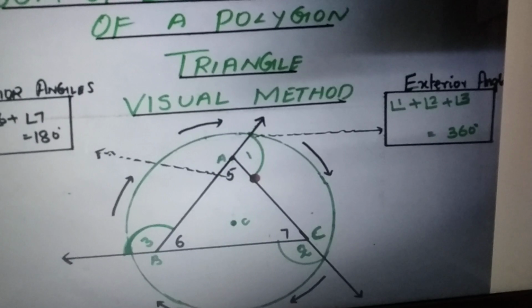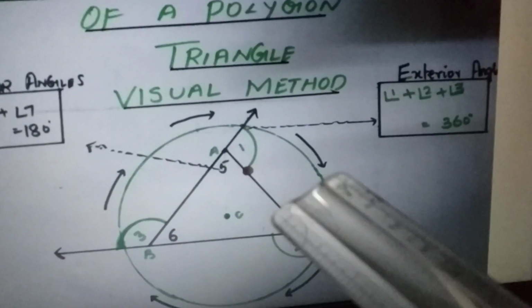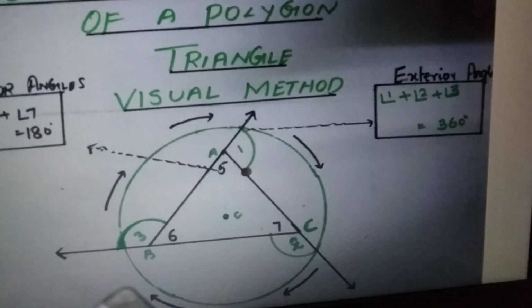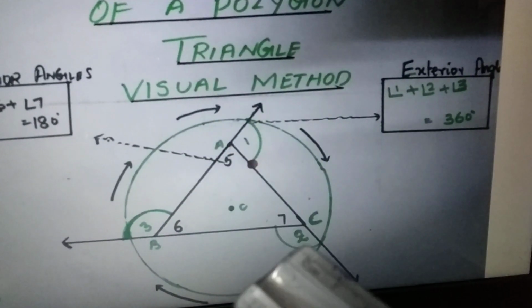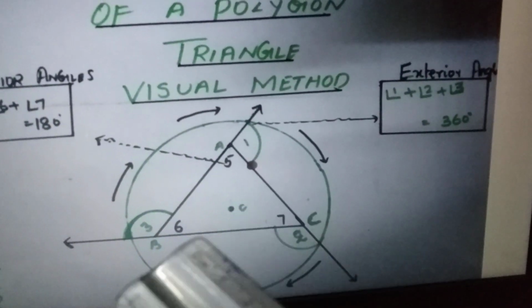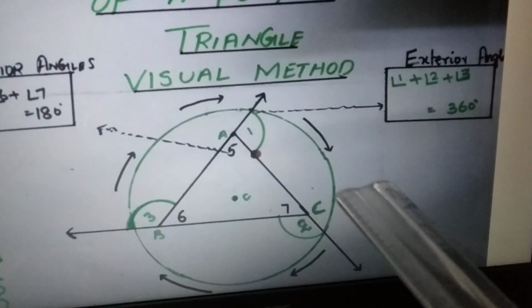So, totally how many times has he turned? He has turned 3 times. That is, he is covering one full circle over here. What is the full angle in a circle? It is 360 degrees. Therefore, we can conclude the sum of exterior angles he has turned over here is equal to 360 degrees. This can be extended to other polygons also.